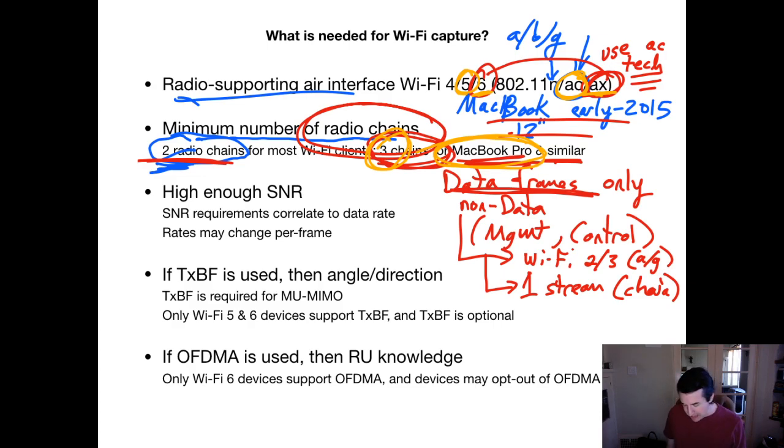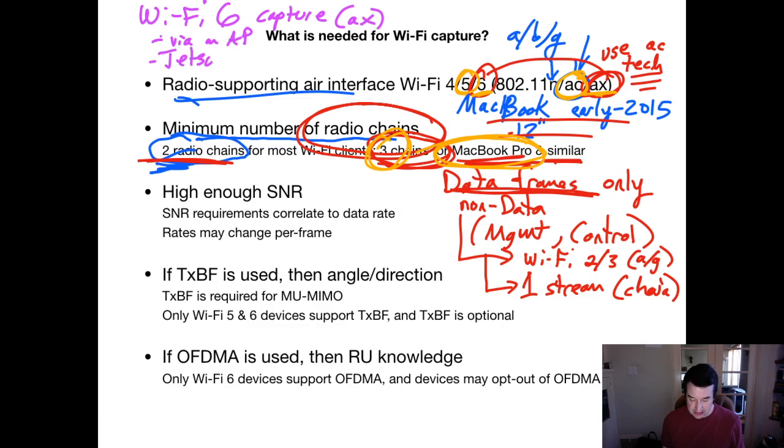I think we may have talked about this already, but maybe I didn't on any one of these streams, but if you have to do Wi-Fi 6 capture, that's 802.11ax capture, you're either going to need to capture via an access point, or you're going to have to capture with the Jetson Nano.